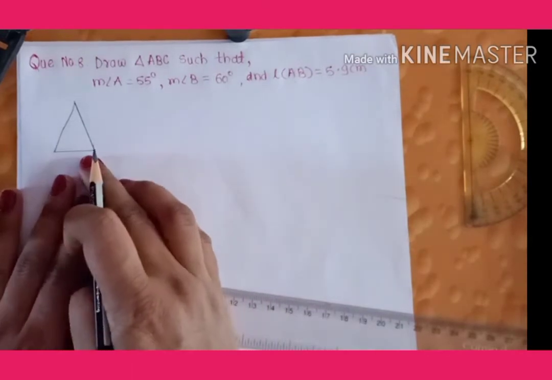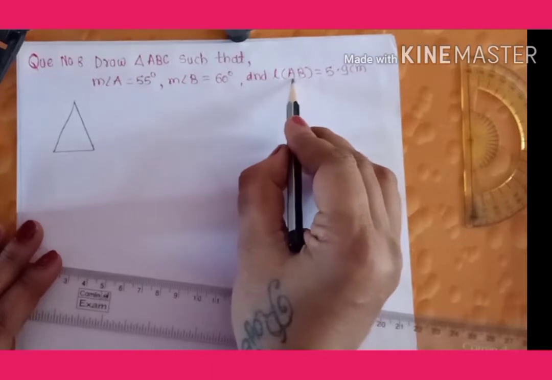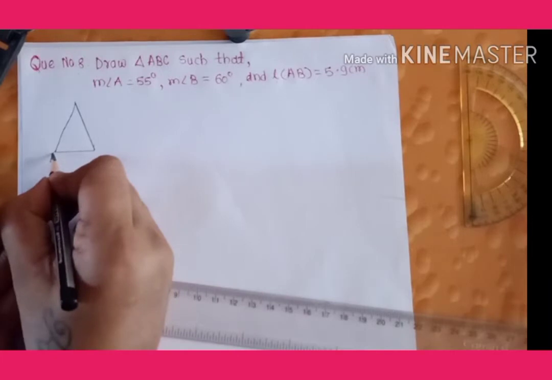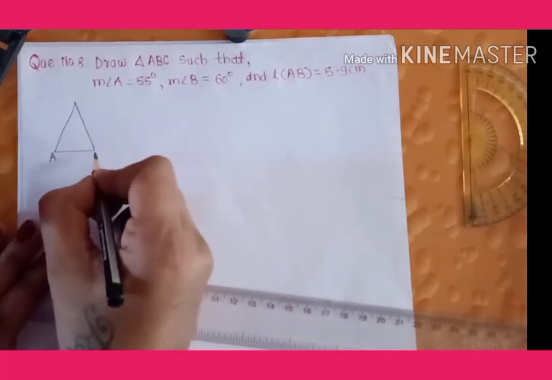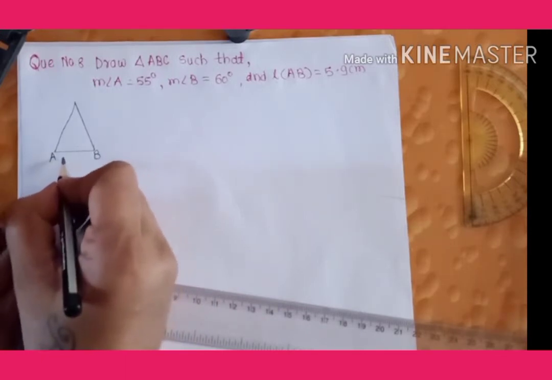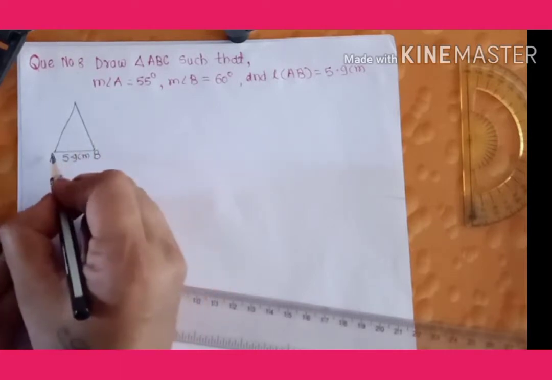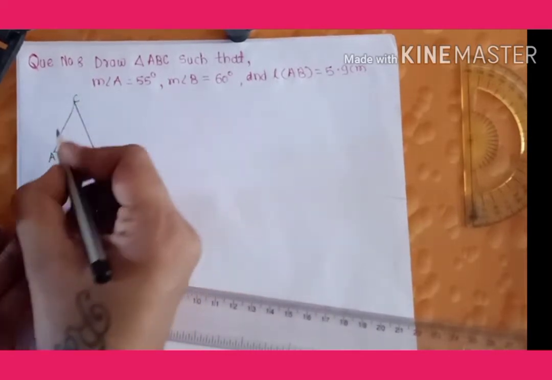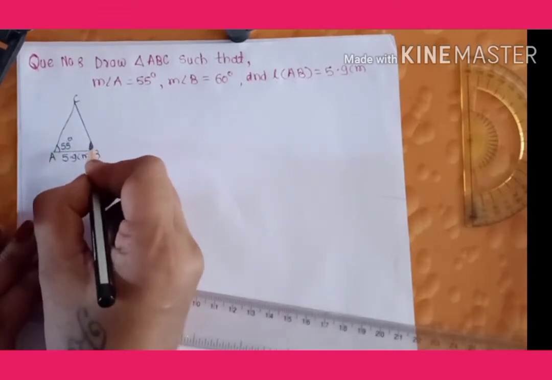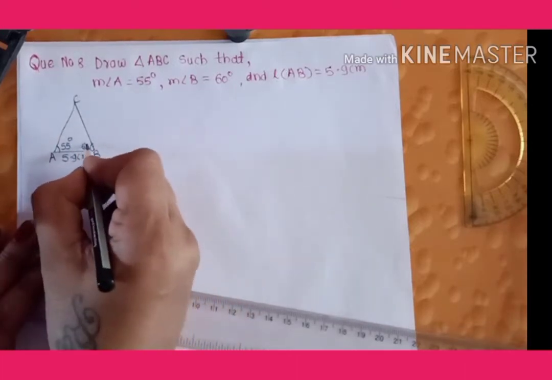Triangle ABC. Length of the base segment AB is equal to 5.9 centimeter. So here write name of the base segment AB. And now write length of the base segment AB 5.9 centimeter. Name of the triangle is ABC. Measurement of angle A is 55 degree. Measurement of angle B is 60 degree.